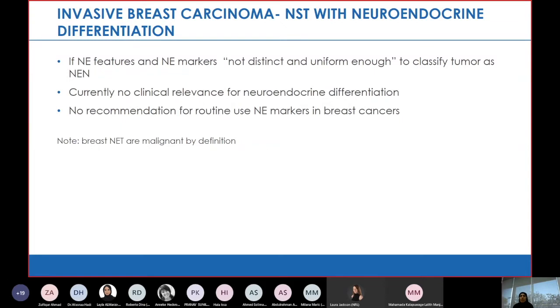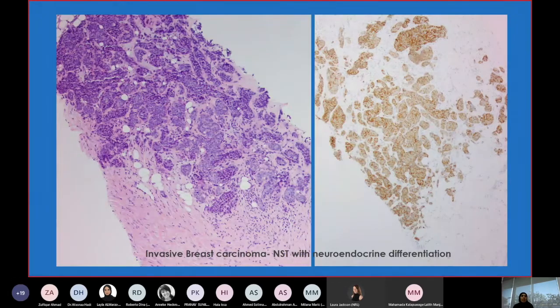And just a note that breast neuroendocrine tumors are by default considered malignant tumors. I will show you a couple of examples of cases that we call invasive breast carcinoma, NST, in our lab.